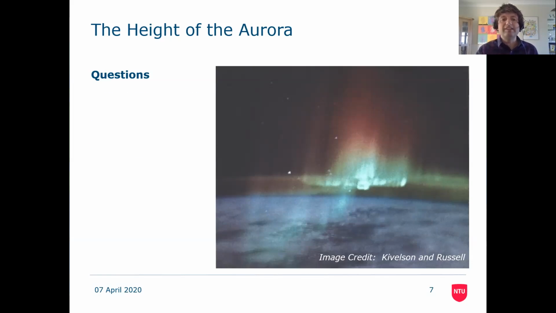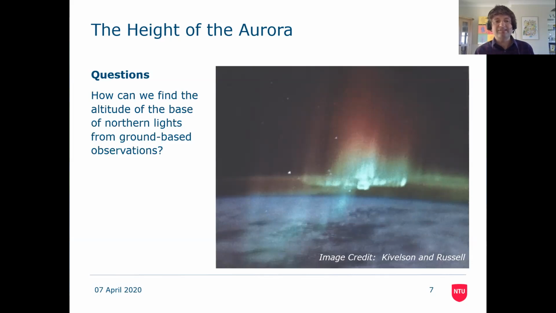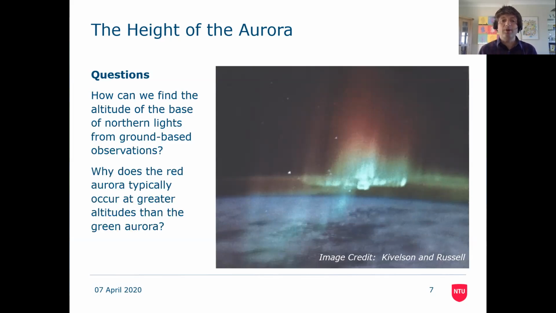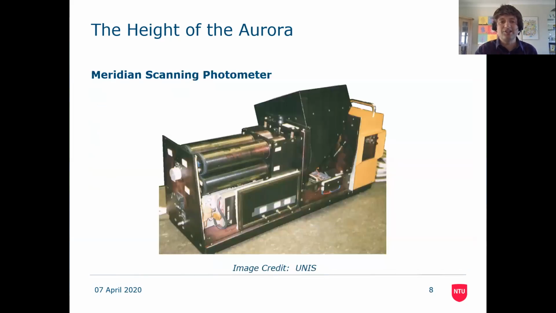And at the end of the last video, I left you with a couple of questions. I said, how can we find the altitude of the base of the Northern Lights using instruments down at ground level? How can we do that? I left you with a second question. Why does the red aurora typically occur at greater altitudes than the green aurora? So why are the red northern lights typically higher than the green northern lights? And those are questions we're going to start off looking at in today's session.